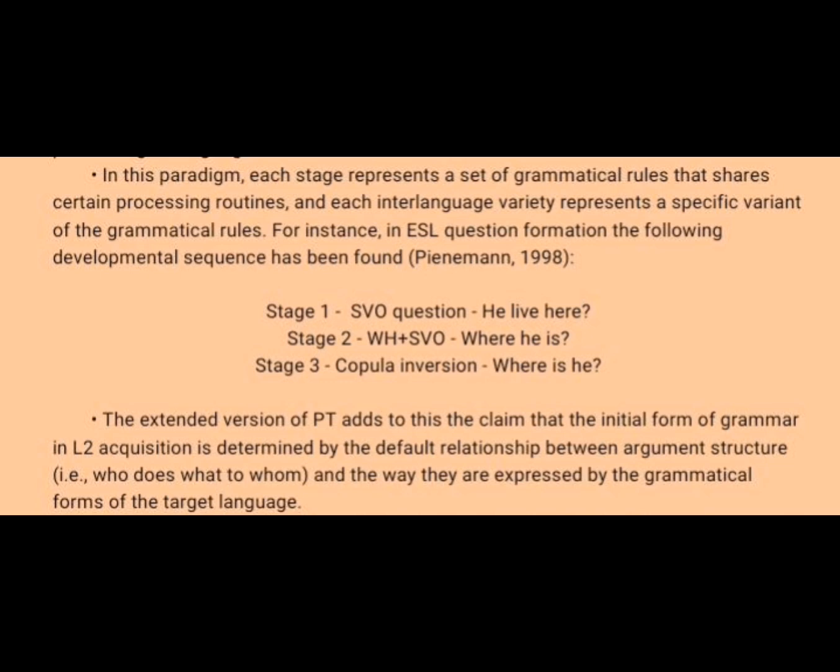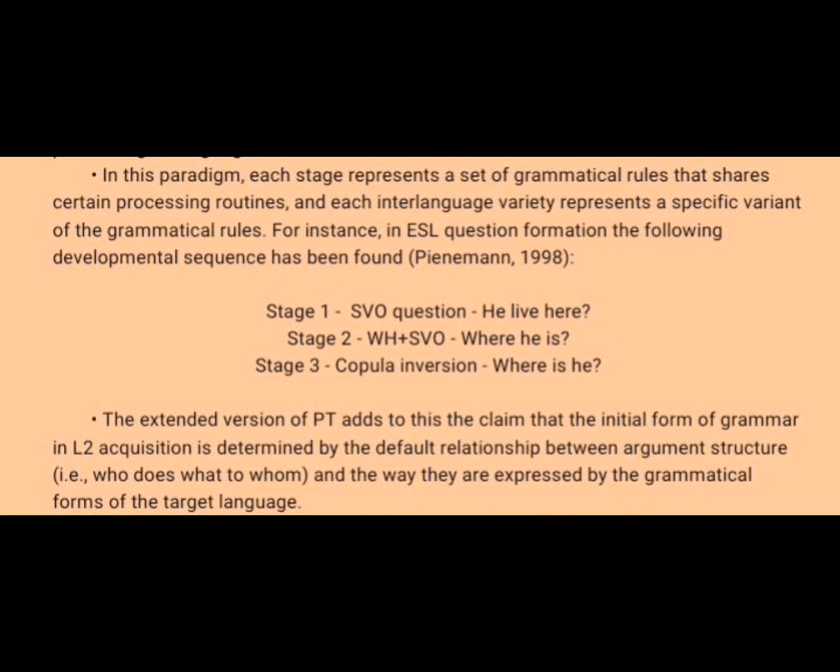So here's the example. In stage 1, the SVO question: He live here. Stage 2, the WH plus SVO. An example is: Where he is. And stage 3 is copula inversion. The example is: Where is he.